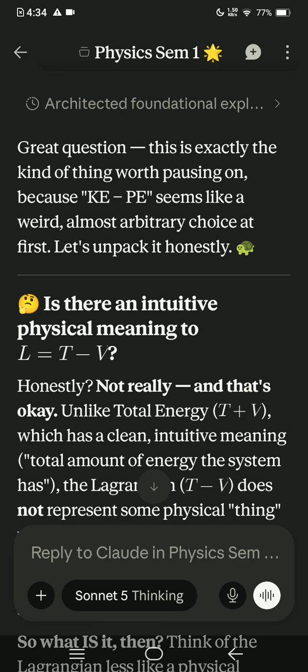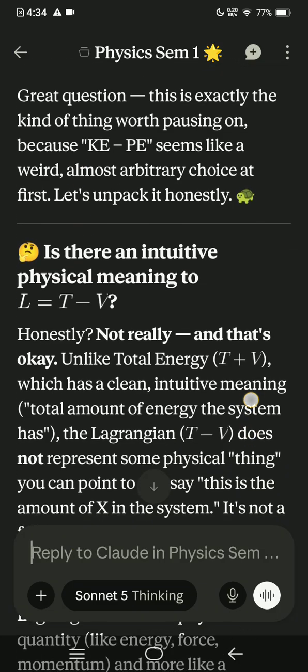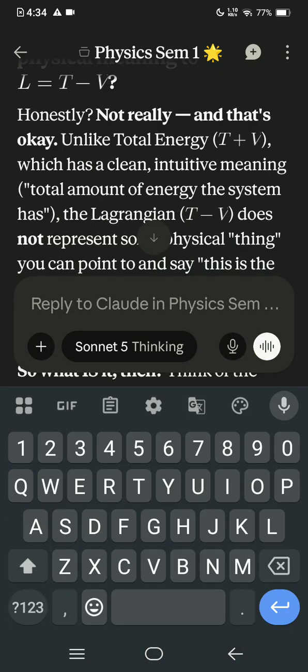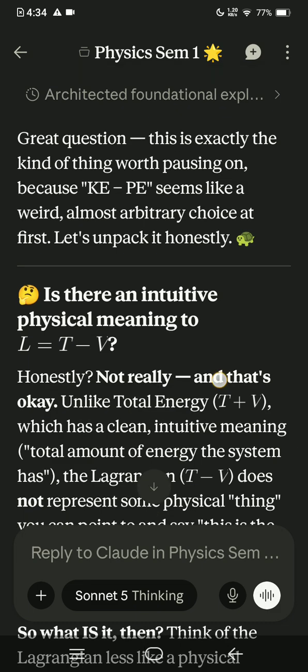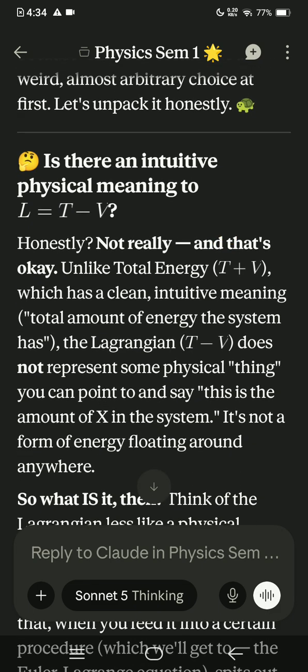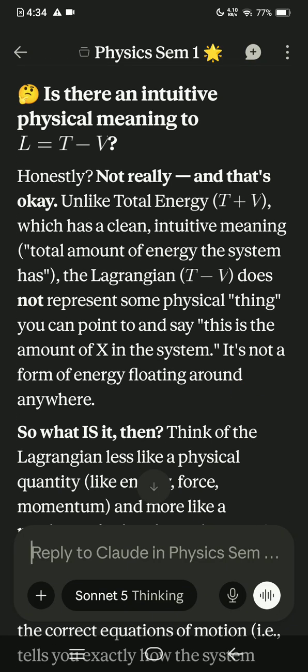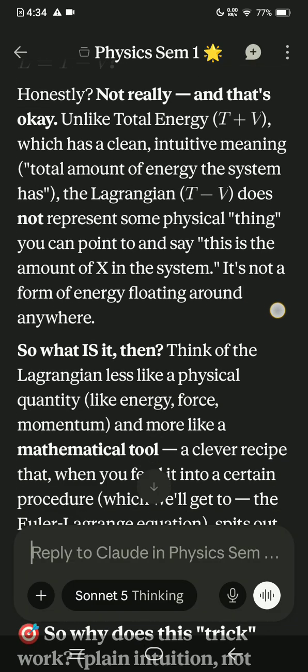Okay, so this is exactly the kind of thing worth pausing on, because T minus V seems like a weird, almost arbitrary choice at first. Let's unpack it honestly. Is there an intuitive physical meaning to this? Honestly, not really, and that's okay. Unlike total energy, which has a clean intuitive meaning, the total amount of energy the system has, the Lagrangian T minus V does not represent some physical thing you can point to and say this is the amount of x in the system. It's not a form of energy floating around anywhere.